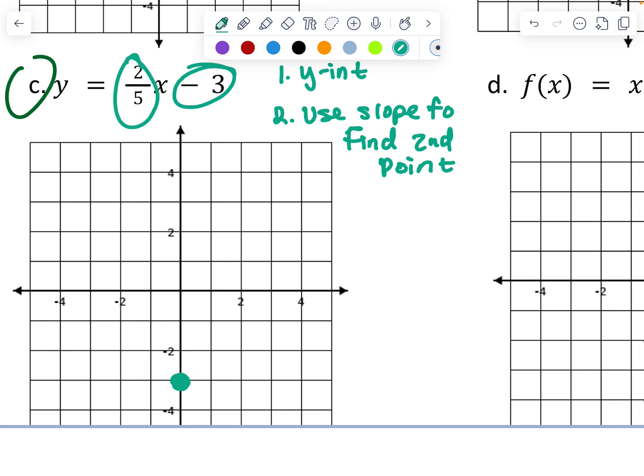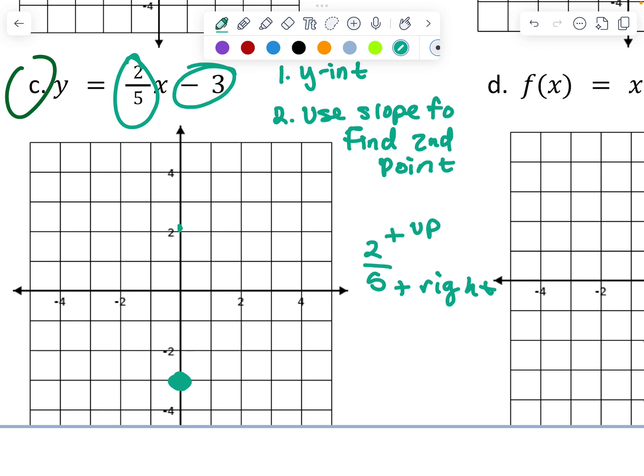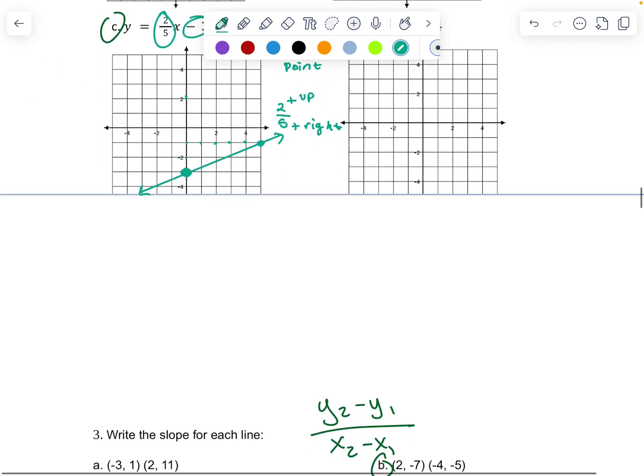Then our slope is going to tell us how to move. So if we have 2/5, both of these are positive, so we are moving up and to the right. So from our y-intercept, not from the middle. A lot of kids always want to go up 2 and 5 to the right from the middle. That's not what we're doing. We are moving from the y-intercept up 2, so I'm going up 2, and then to the right 5. 1, 2, 3, 4, 5. So in total, I moved up 2 and to the right 5 from my y-intercept, and there is my line for that equation.